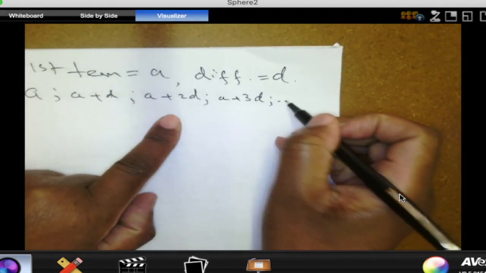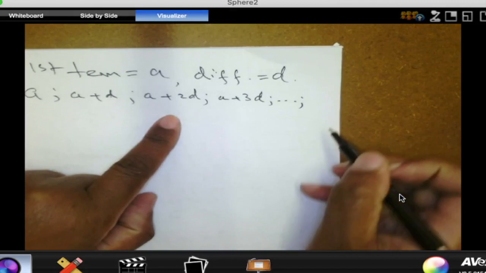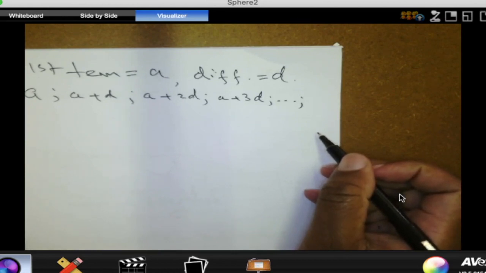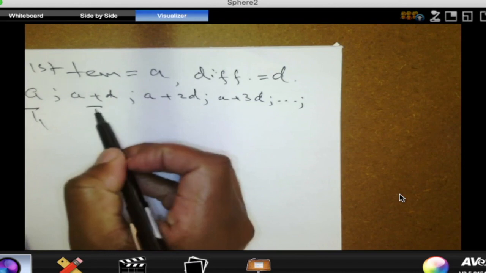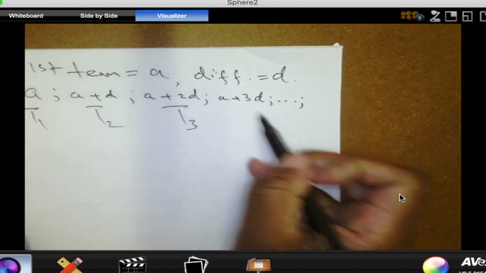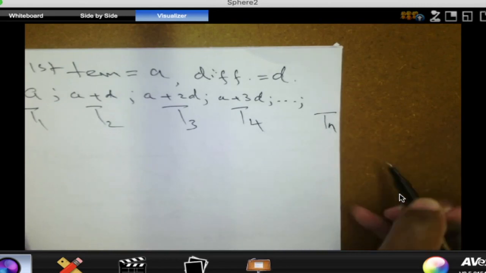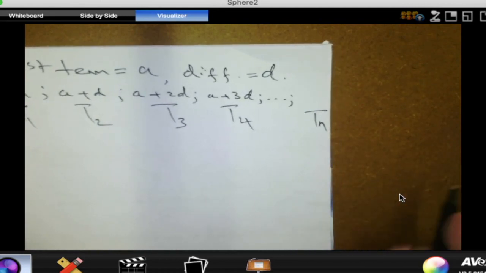Now continue like that and tell me what you should get for the nth term. Because this is the first term, this is the second term, this is the third term, this is the fourth term. I want us to think about the nth term now, Tn.